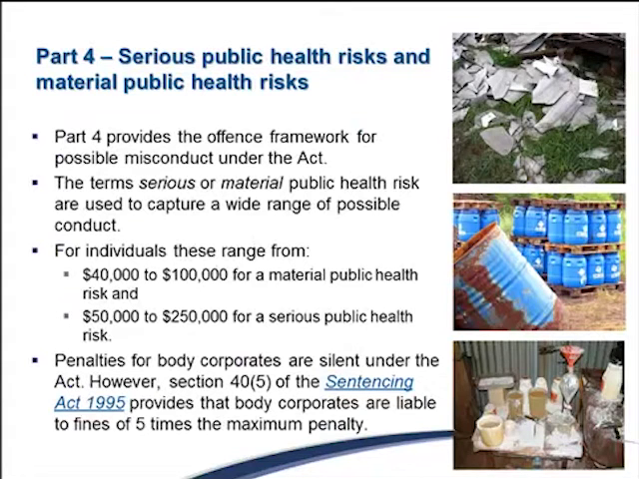4. Serious public health risks and material public health risks. This part provides robust offence provisions that use a tiered approach to offences based on the degree of risk to public health. These offences are categorised as either a material public health risk or a serious public health risk. These are flexible definitions that are capable of capturing any risk to public health. Penalties range from $10,000 to $250,000 or imprisonment and are to be determined by the courts. Penalties for body corporates are 5 times the maximum penalty.